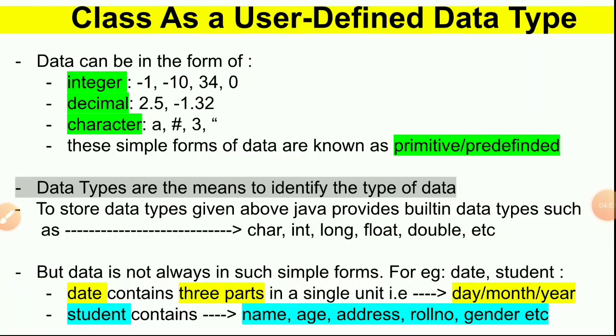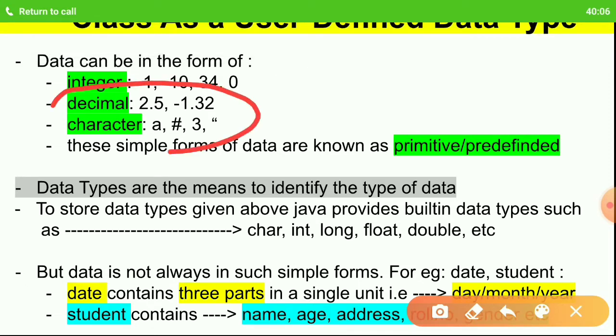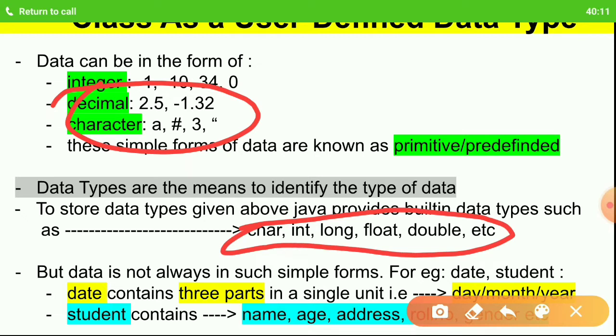But data is not available in such simple forms all the time, isn't it? Suppose if I ask you what is the date, okay, now can you find any single type of data here or here which can store the date? No, you cannot, okay, because date has got three different parts or units to it, isn't it?